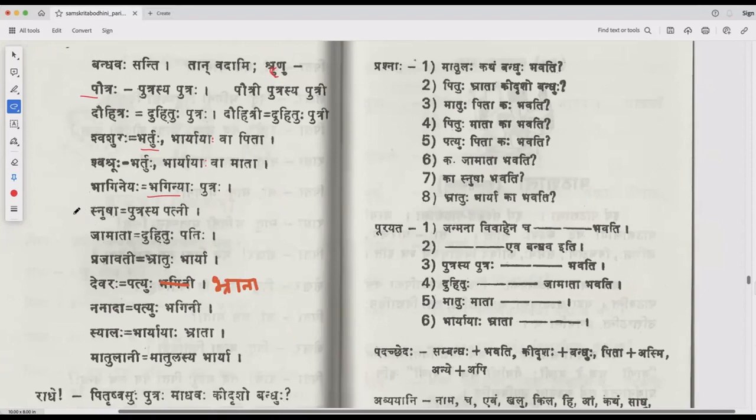Next set. Jamata, duhituh patihi. Jamata is a daughter's husband. Son-in-law.